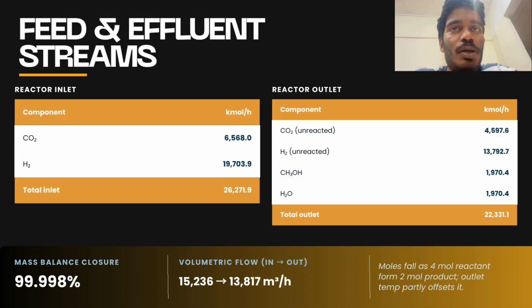On the outlet side, since only 30% of the carbon dioxide and hydrogen react per pass, we are left with about 4,598 kilomoles per hour of unreacted carbon dioxide and 13,793 kilomoles per hour of unreacted hydrogen, alongside 1,970 kilomoles per hour each of methanol and water, formed in a 1:1 ratio. When we close the overall mass balance, inlet and outlet match to 99.9998%, confirming the numbers are internally consistent, and we also see the volumetric flow drop from 15,226 to 13,817 cubic meters per hour because 4 moles of gas break down to 2 moles of product.